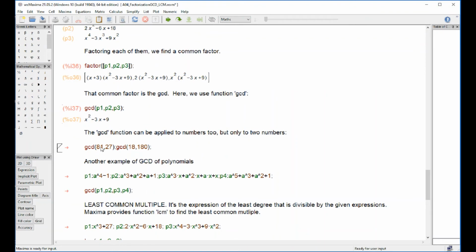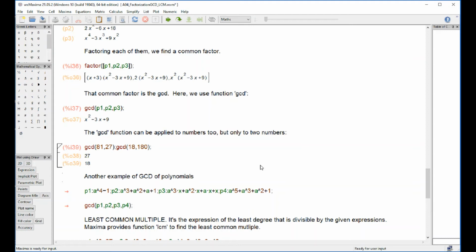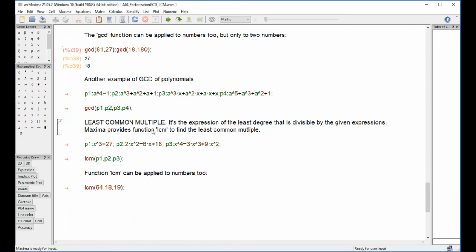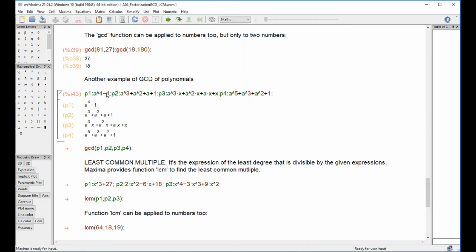The greatest common divisor can be applied to numbers, but only in pairs. So if we're going to find the greatest common divisor of 81 and 27, we get 27, and the greatest common divisor of 18 and 180 is 18. So the greatest common divisor is that term that can divide all of the polynomials or all of the terms exactly.